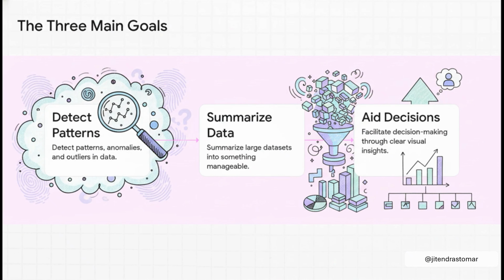In this whole process, it really comes down to 3 main goals. First, it lets you be a data detective. You get to use visuals to hunt for patterns, spot the weird anomalies, and find those outliers that just don't belong. Second, it's about making massive amounts of data manageable, boiling it down into something you can understand in a few seconds. And finally, and this is the most important part, it's about helping us make smarter, faster decisions by giving us clear, visual insight.